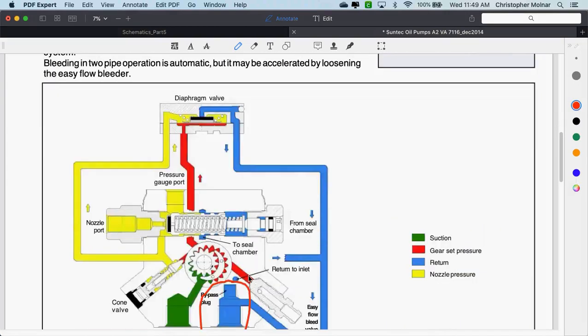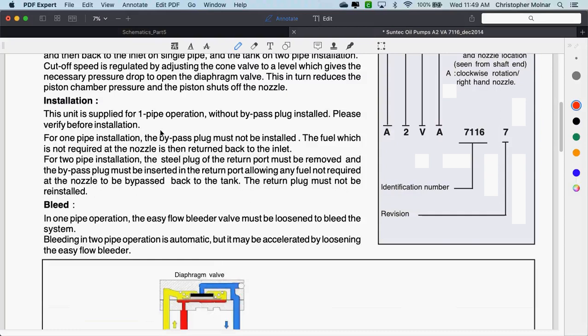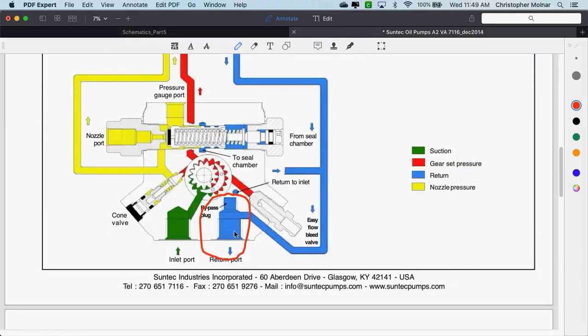In other words, what that does is allow the return inside the pump to recirculate the oil inside the pump. If the unit is supplied for one pipe installation, the bypass plug is not installed. For a two pipe installation, you have to pull the cover off of this return port, install the bypass plug that is shipped with the pump, and then this return port has to be connected back to the tank. The pumps are shipped for single pipe installation without the bypass plug installed.